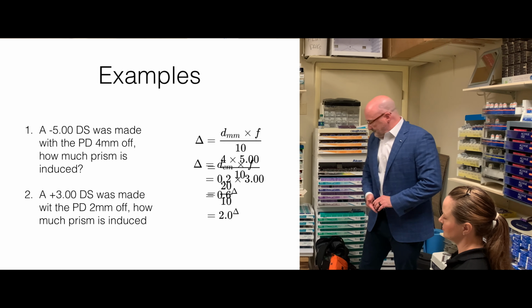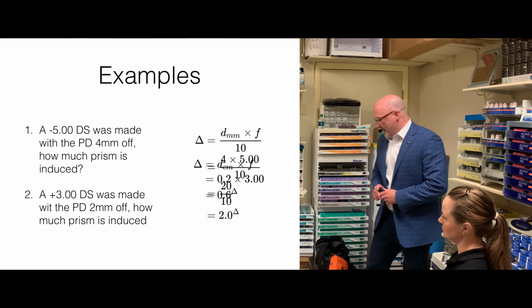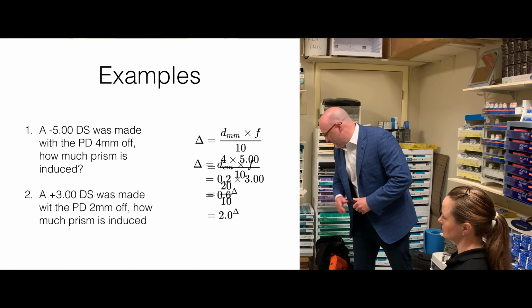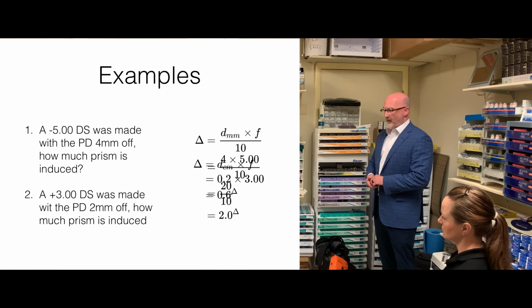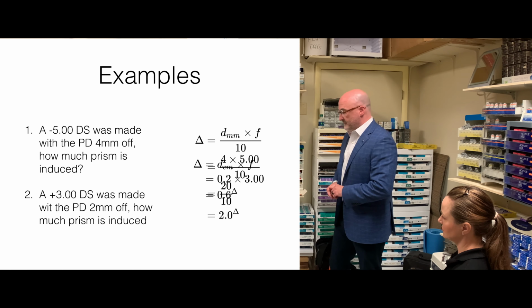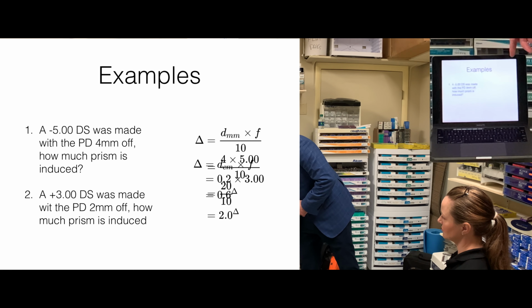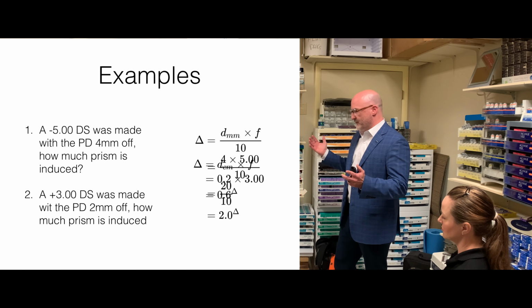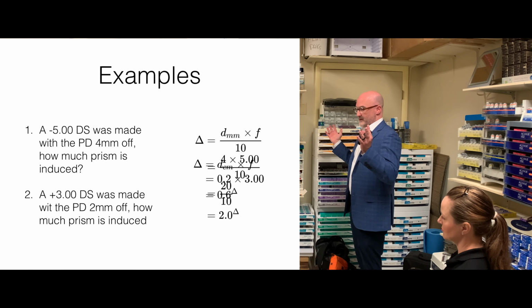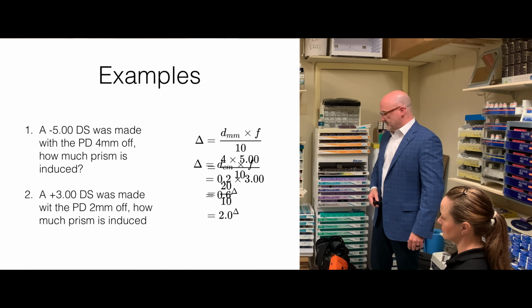So let's take an example. A -5 dioptric sphere was made with the PD 4 millimeters off. How much prism is induced? Diopter each eye. Huh? Just diopter each eye. Is what? 1 diopter each eye. Yeah, well, it's just using an overall power. So a -5 is made 4 millimeters off, so we're just going to use 4 millimeters, right? Yep. Now you're getting ahead of us.